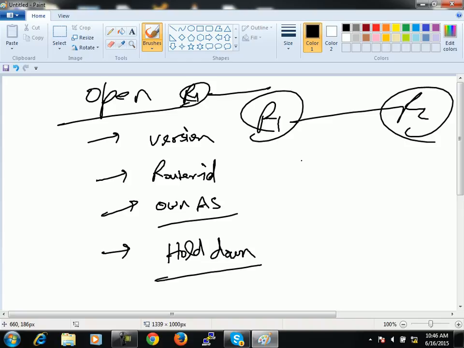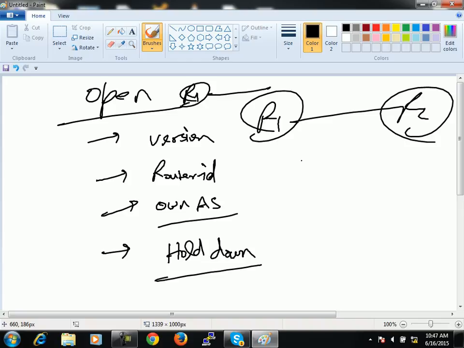So in BGP you always need to configure your neighbor statically, right? So the open message will always be unicasted. Not only the open message, all types of BGP messages will always be unicasted. It is mandatory to configure your neighbor statically, and I hope you remember from CCNP that you are also required to define your remote AS as well.